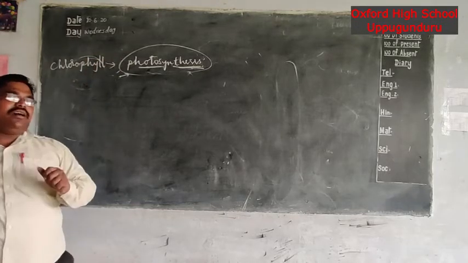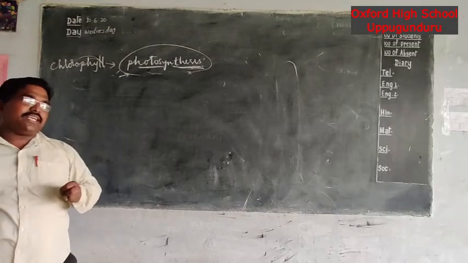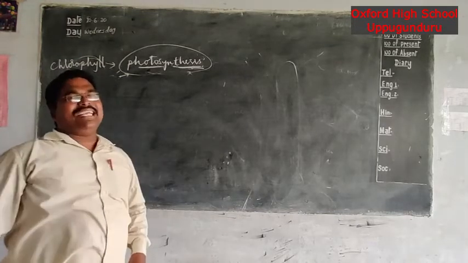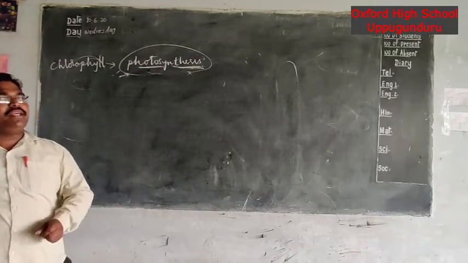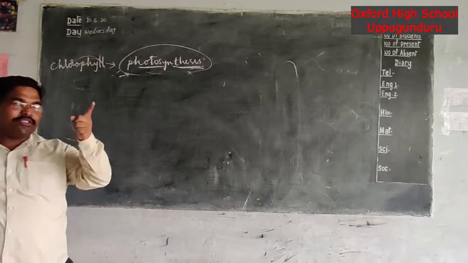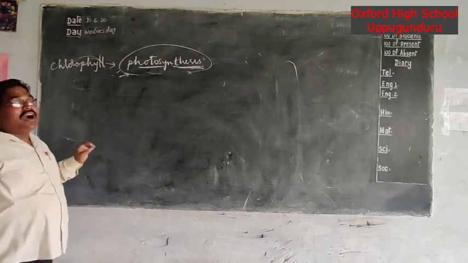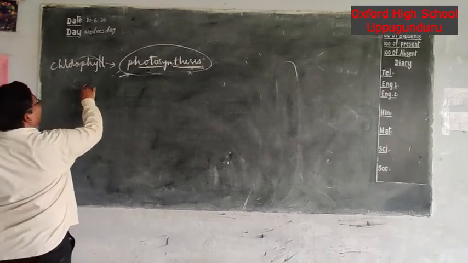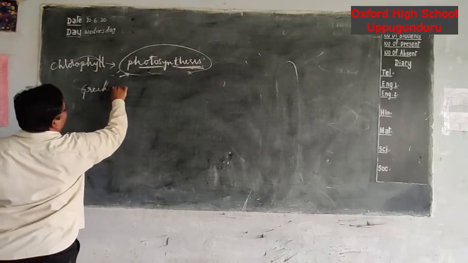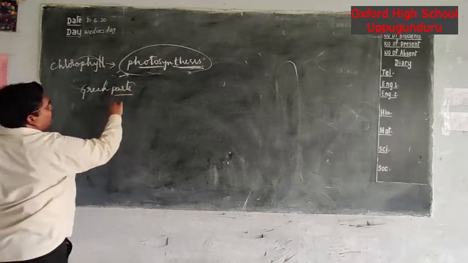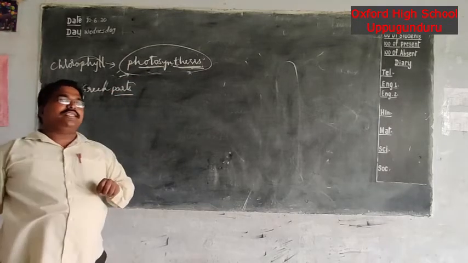So Jan Ingenhousz hypothesized and said that all the green parts of the plant perform photosynthesis. He hypothesized that in 1779, on all green parts of the plant, all the green parts of the plant perform photosynthesis.